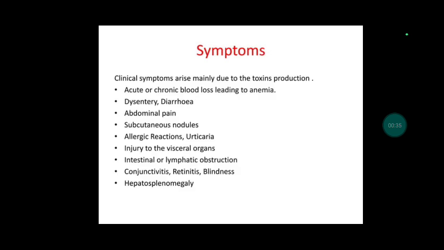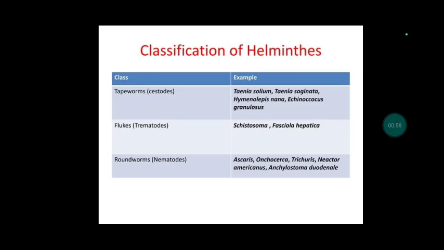Now, what are the signs and symptoms of helminthiasis? So, diarrhea and dysentery are common signs. Abdominal pain, subcutaneous nodule, allergic reaction, injury to the visceral organs, conjunctivitis, retinitis and blindness, and hepatosplenomegaly. These all are the symptoms of helminthiasis, and these clinical symptoms arise mainly due to toxin production.